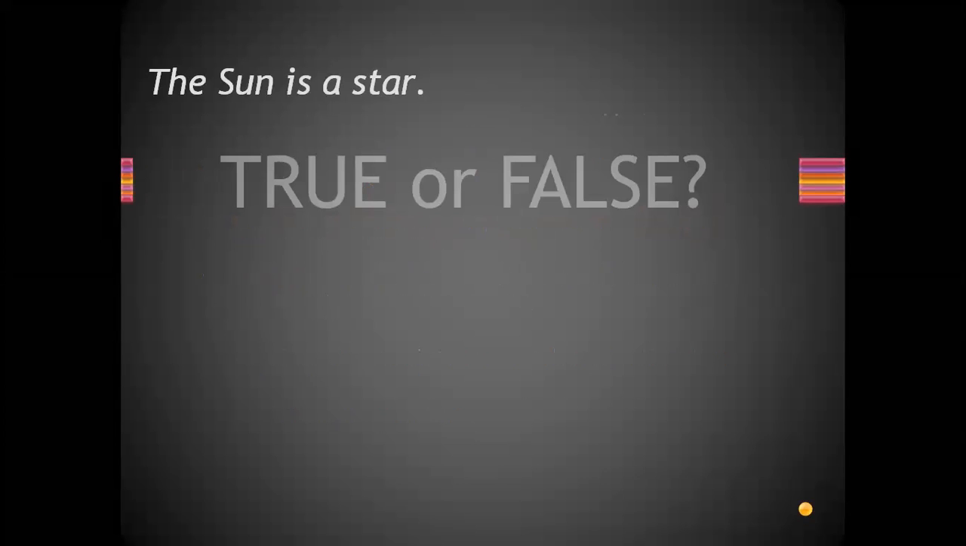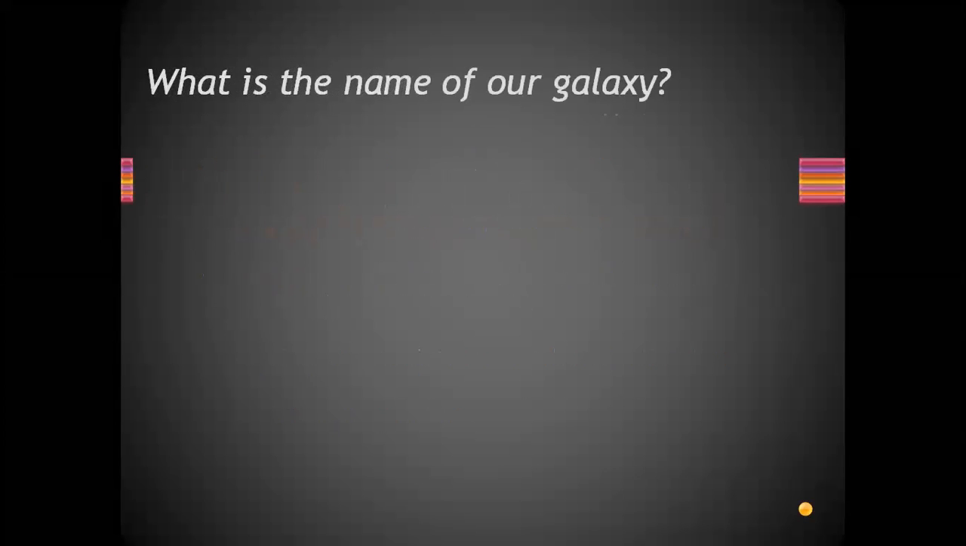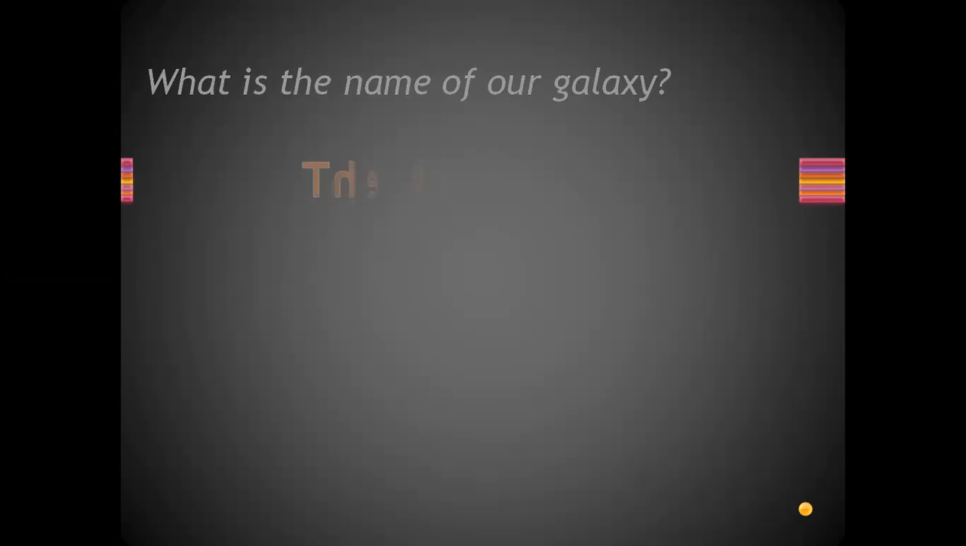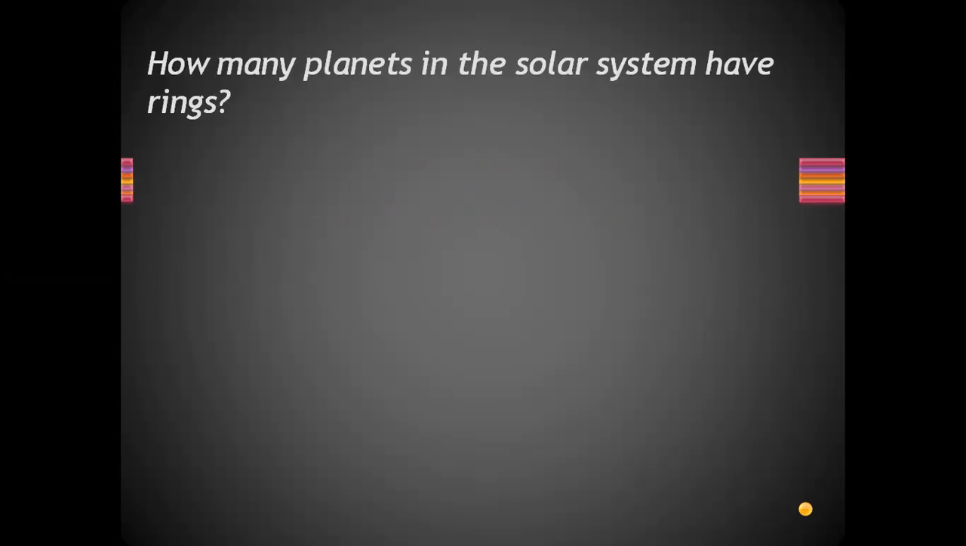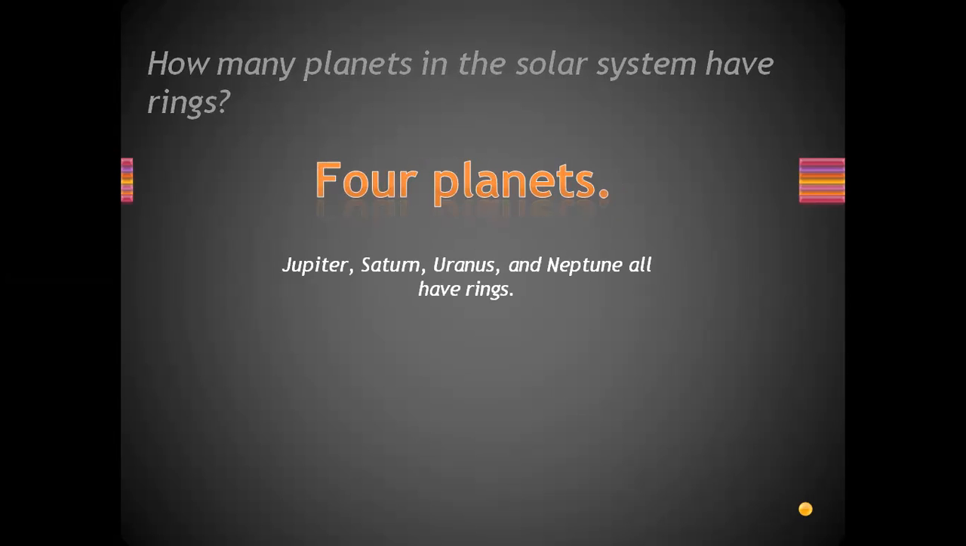The sun is a star. True or false? Please tell me, write in the comment box. Is it true or false? It will show. See, it glowed. What's the name of our galaxy? Please write in the comment. The Milky Way galaxy. Wow. How many planets in the solar system have rings? The answer is 4 planets. Jupiter, Saturn, Uranus, and Neptune all have rings.